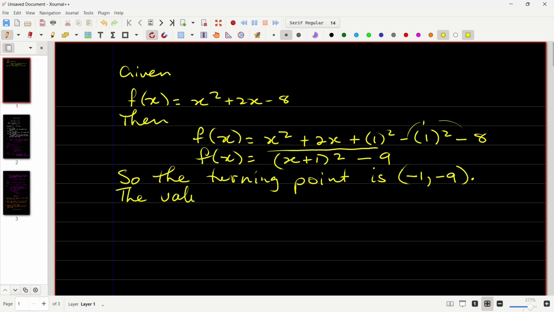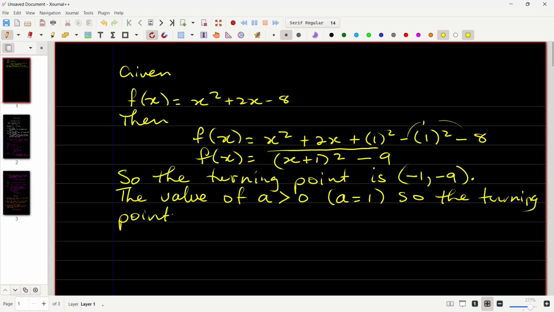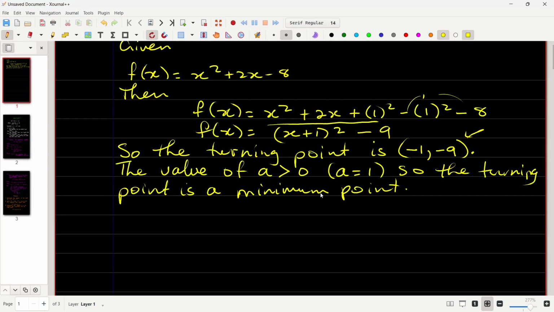The value of a is greater than 0, and in this case a is equal to 1, so the turning point is a minimum point. So that turning point that we identified over here is a minimum turning point, so that means the curve should look something like this. Okay, so we identify the turning point. We identify that the turning point is a minimum point, and the next thing we need to do is identify the intercepts.